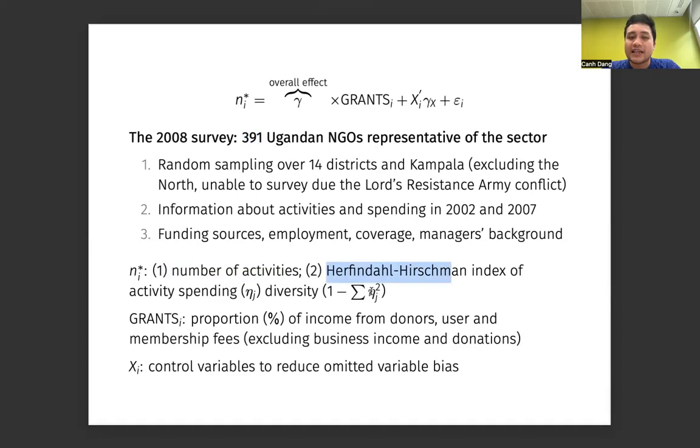Okay, so in here, the eta captures the proportion of their total costs spent on each activity. Okay, grants, our treatment variable, is simply the proportion of income from contractual sources. So we are looking at donors and user and membership fees. We would be excluding business incomes and voluntary donations. These sources of income are not contractual, meaning that the NGOs can use that money as they want. Okay, we will be having a battery of control variables to reduce the omitted variable bias as well.